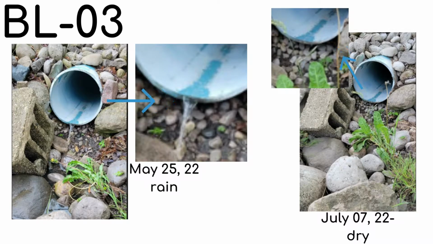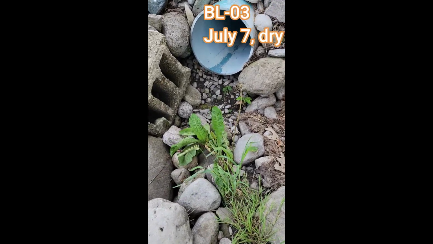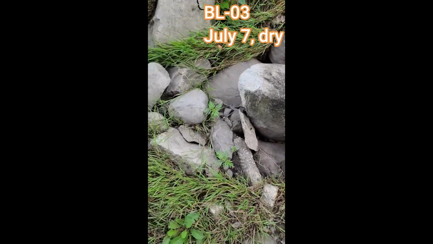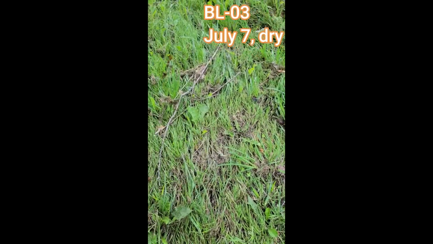This last site, BL03, is great as far as runoff filtration. At this location, we have a type of biofiltration swale. The rocks and grass here are designed to slow down stormwater and filter it into this recharge area so that it can be filtered through before it makes it to the lake.